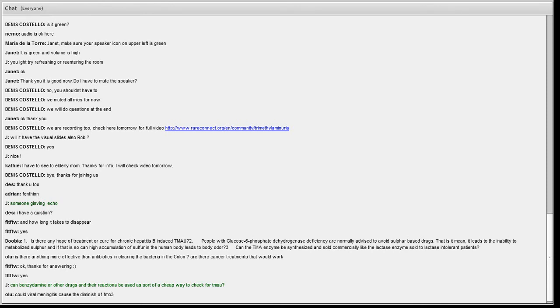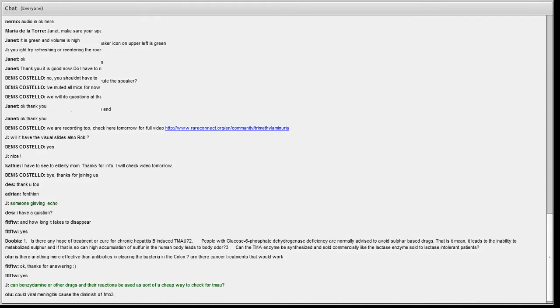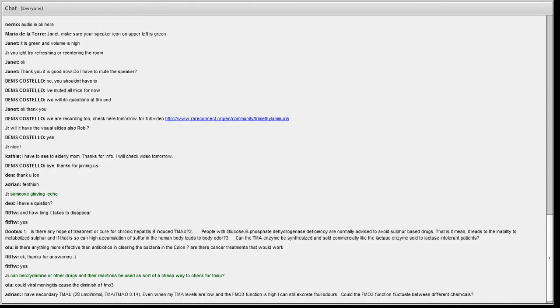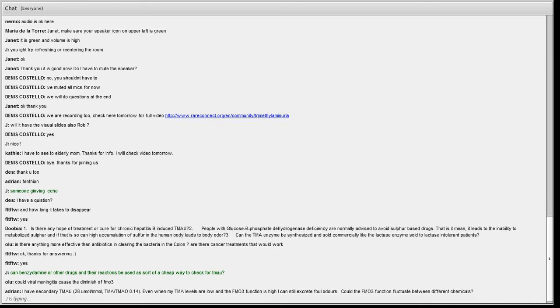There's quite a lot of chat. All the way at the bottom, Dubia says, "Is there any hope of treatment or cure for chronic hepatitis B-induced TMAU?" I'm afraid I couldn't answer that question. That seems a very specific one. I know that it is a rare thing, but it does seem to be permanent, even when the hepatitis is gone, and we don't understand why.